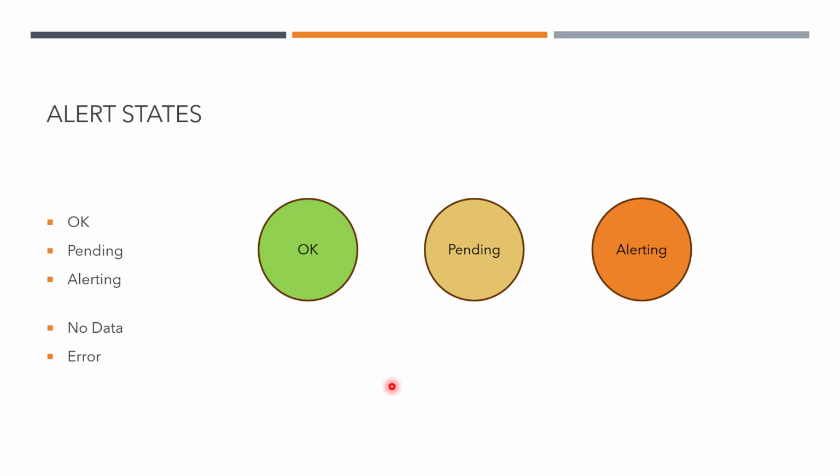And obviously, if the data source is not responding, or if there is no data in the data source, then the state would be no data. And while evaluating the alert rule, if there is some error, the alert state would be error. Mostly you would be dealing with these 3 states, OK, pending and alerting. And if there are some data issues, then you may get into these states which are no data and error. So these are the alerting states.